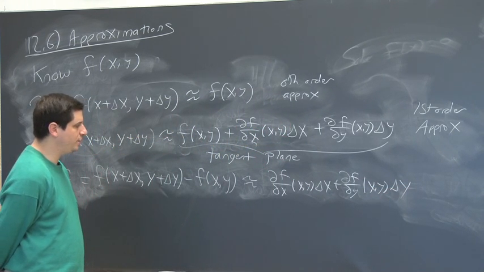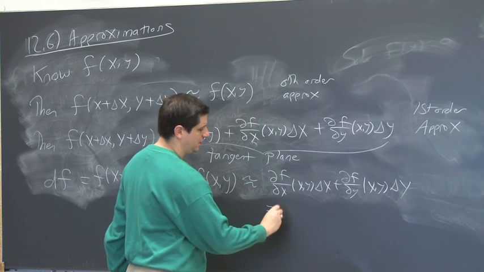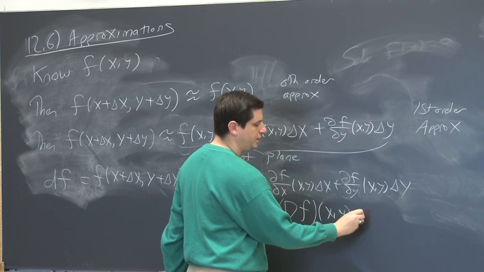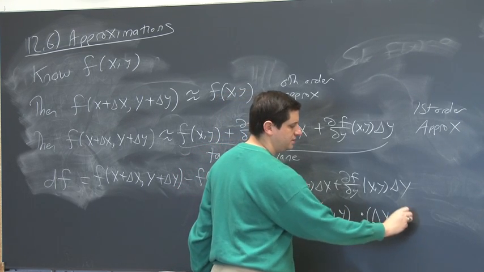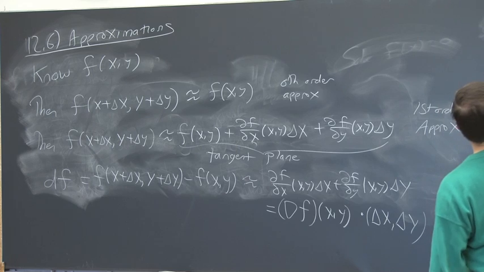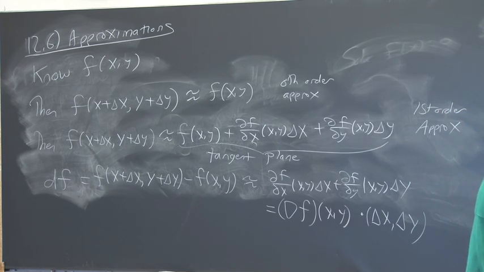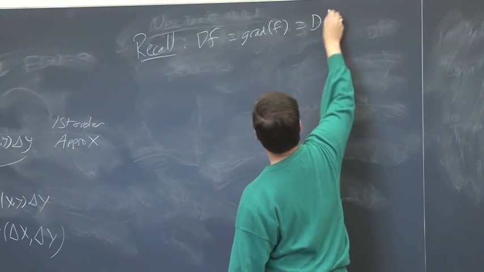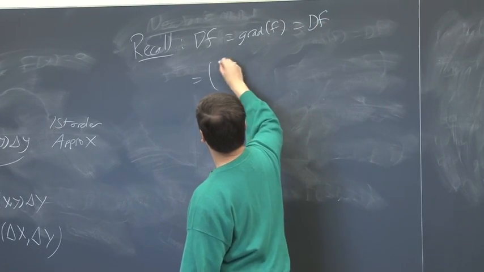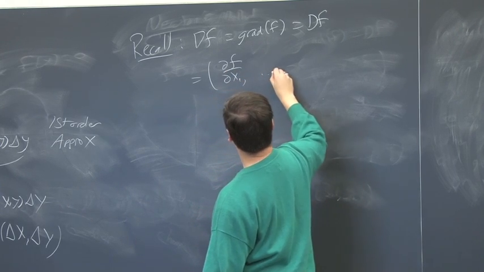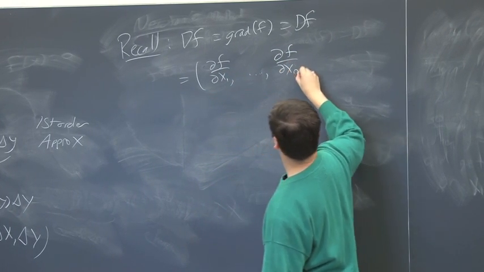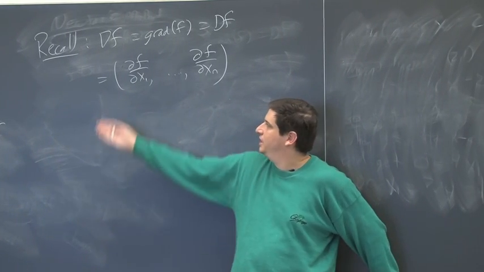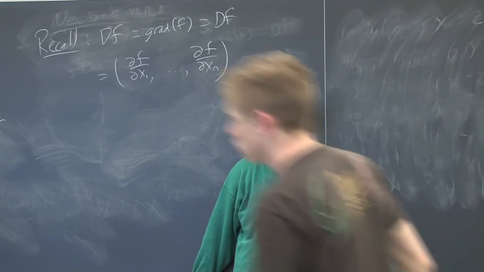And there's a very nice compact way of writing this. I can write this as the gradient of f at the point x, y, dotted with the vector delta x, delta y. And recall that gradient of f, grad f, all these notations are the same, is df dx1 through df dxn. Now over here, I'm doing it with just 2 variables just to save chalk. I could do it with more variables. It's going to be the same.